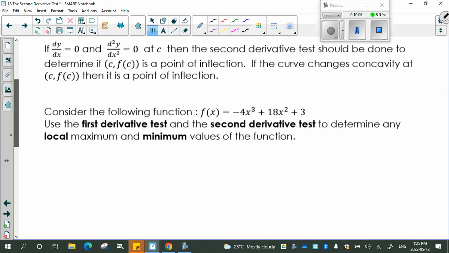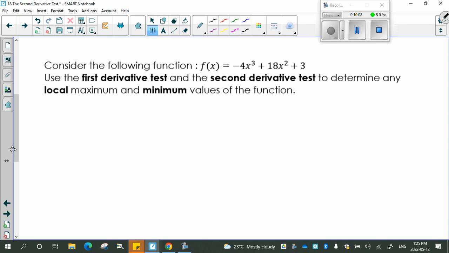All right, so here's our first question. We're going to use the first derivative test and the second derivative test to determine any local maximum and minimum values of the function. I should say, and any points of inflection. And there's room on the next page. We get to use the first derivative test, the second derivative test, and draw pictures.